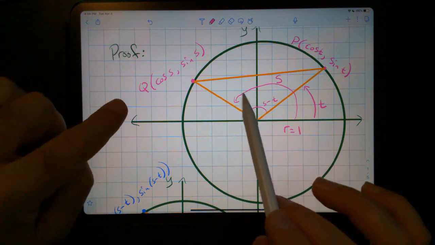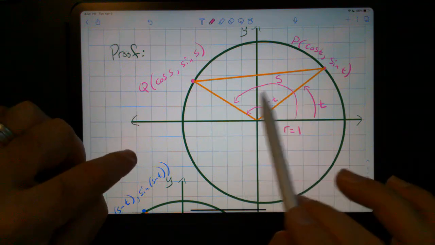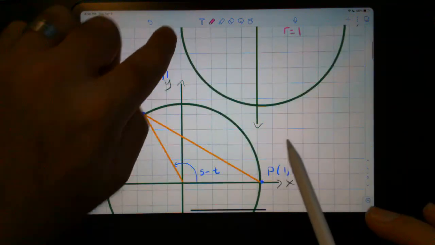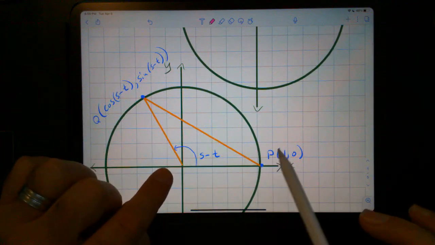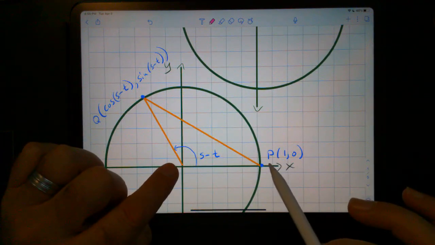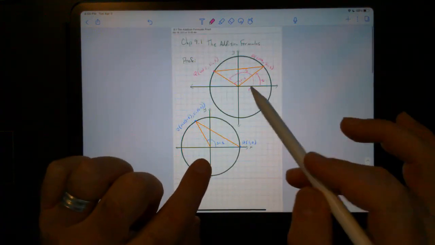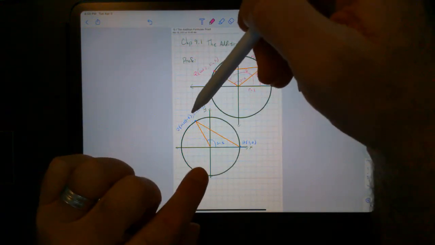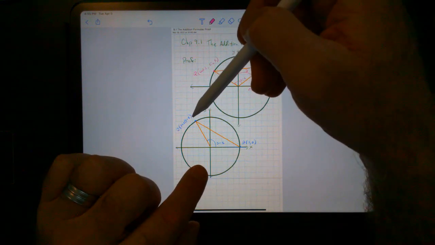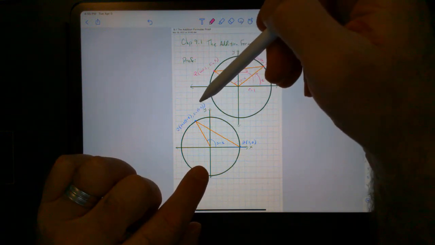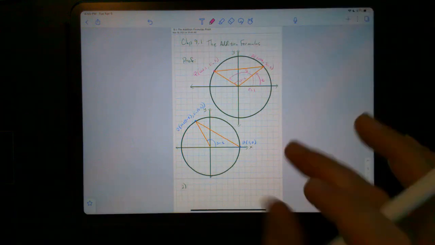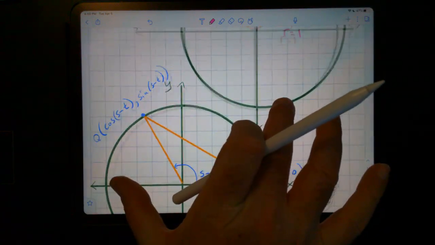Okay, if we take the same triangle on the unit circle and we rotate this around, we get this configuration where P is at 1 comma 0. We still have the central angle of S minus T. And this point over here is cosine of S minus T and sine of S minus T, because again, our radius is 1.